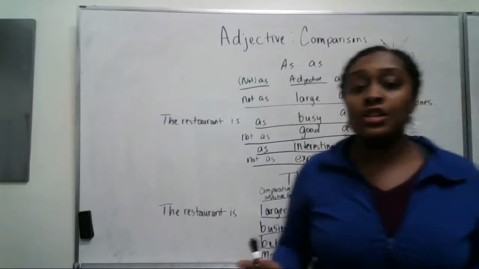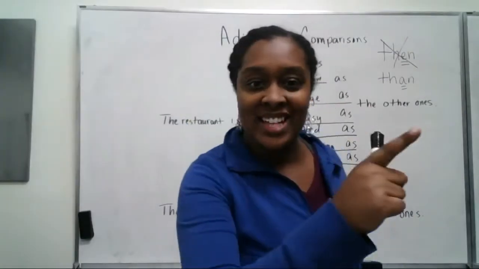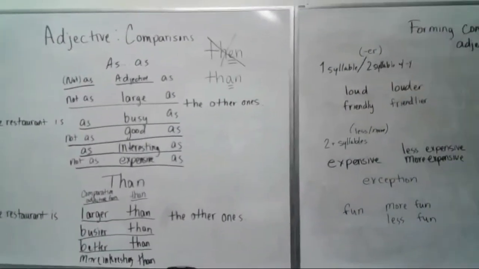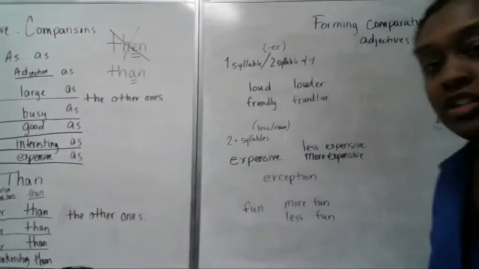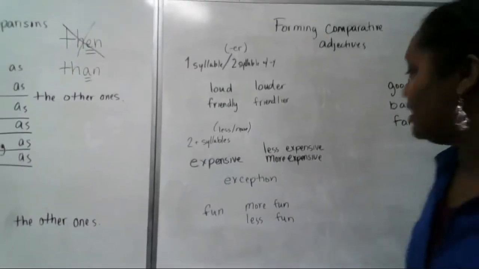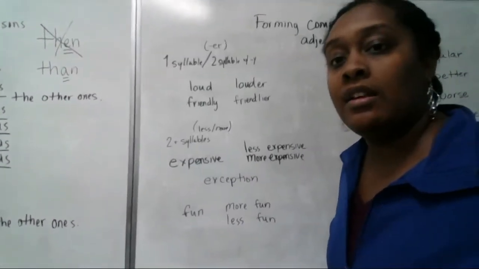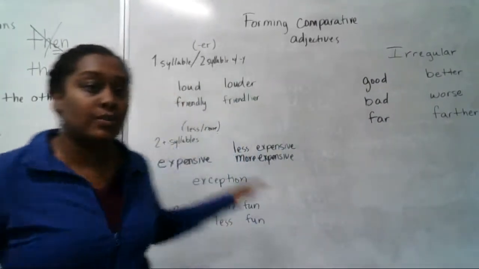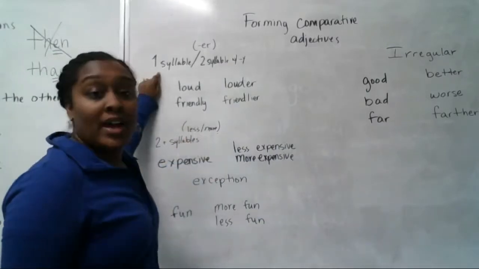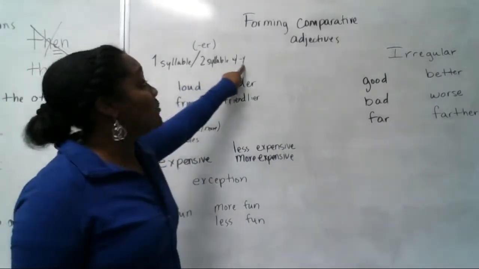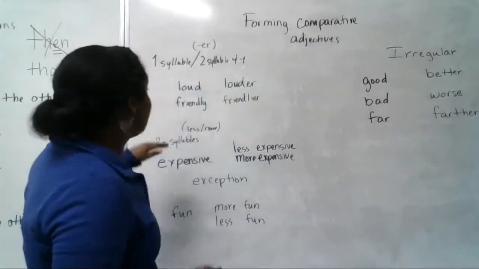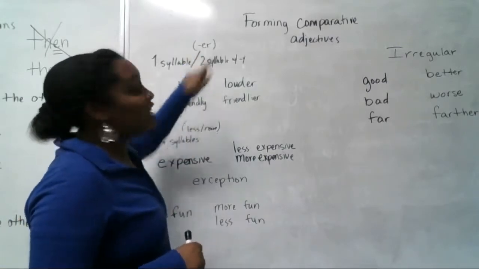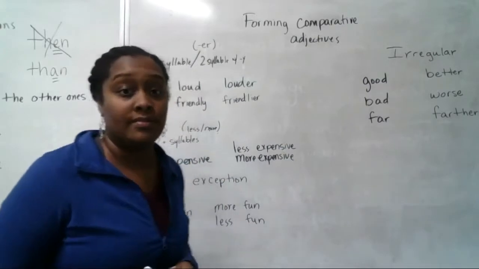Now, how do you make comparative forms? Well, I'm very glad you asked that question. Let's move right over to the other board, and I will show you. There are two simple rules. We have an exception, and we have an irregular form as well. But let me show you the rules of forming the comparative adjective. First rule. If there's one syllable or two syllables ending in Y, okay? So one syllable like loud or friendly is two syllables, but it ends in Y. We're going to change that to ER. We're going to add ER.